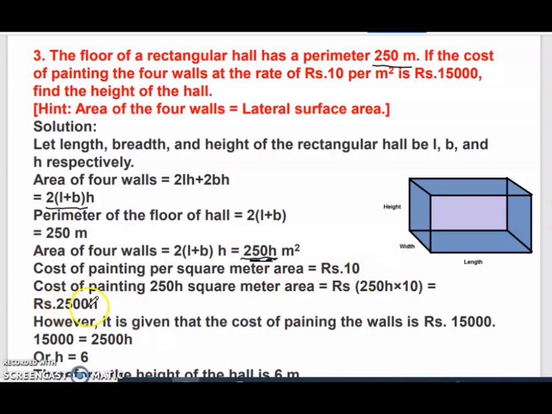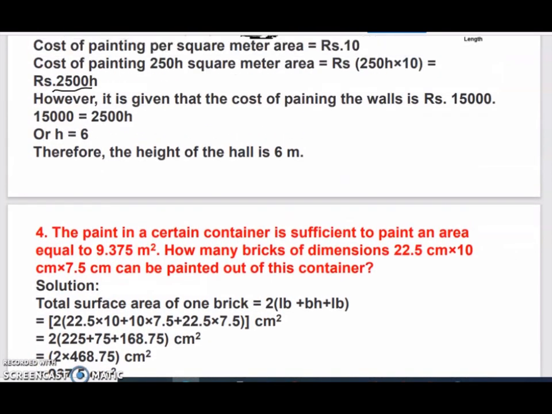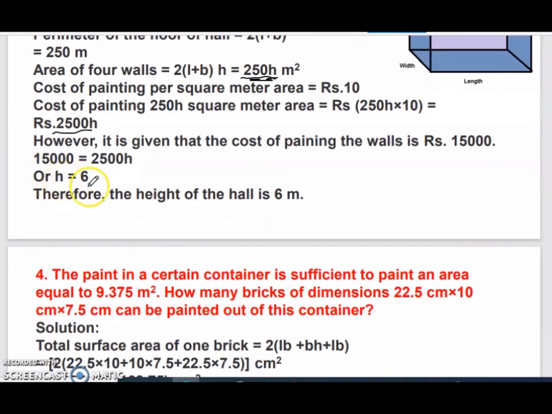That is 2500 H. Now this cost is equal to 15,000, which is already given to you. So you can equate the two. 2500 H is equal to 15,000 and you can find the value of H. So H is coming as 6. So the height of the hall is 6 meters.